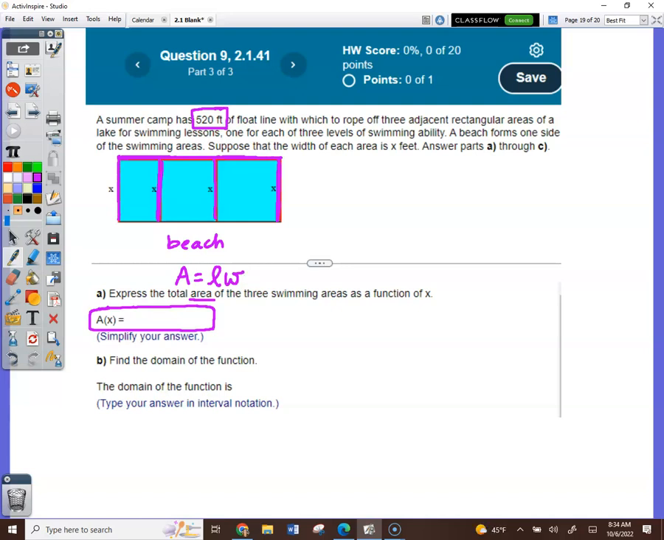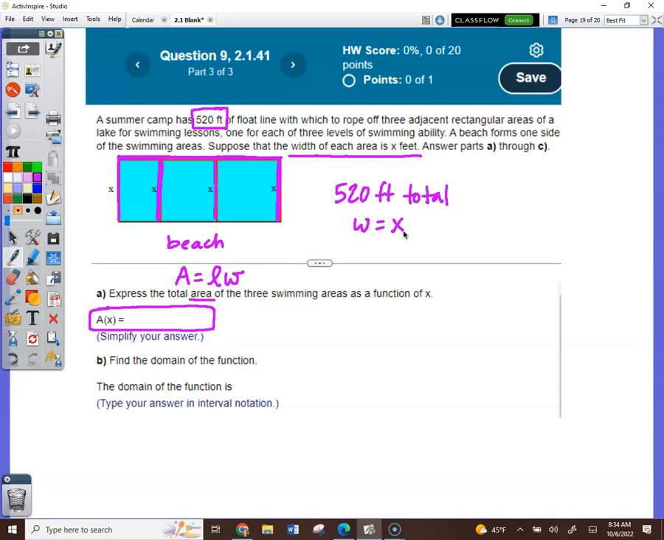Don't let the image complicate your thought process. Just because there are 4 partitions does not change the area, right? It's the area of this and this and this. These little partitions that are just floating on top are not affecting the area. All you need to know is a length and a width. What do they give you? They give you 520 feet total, right? And then they tell you what? That the width is x. Okay, so this is x.